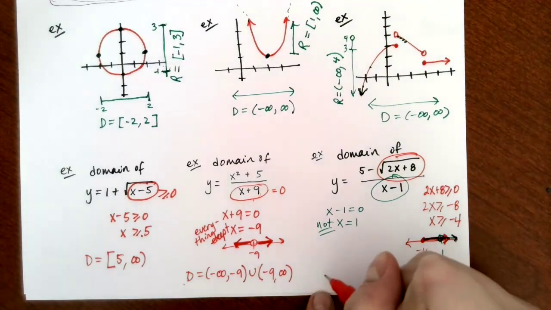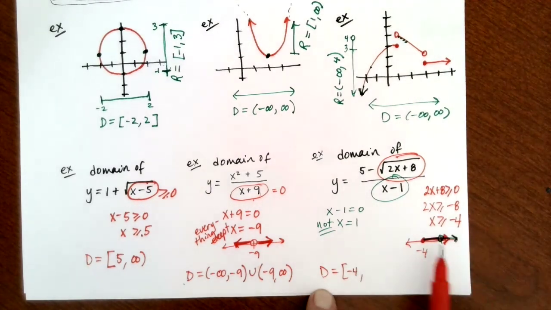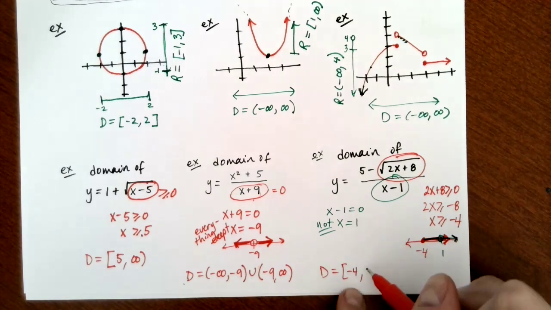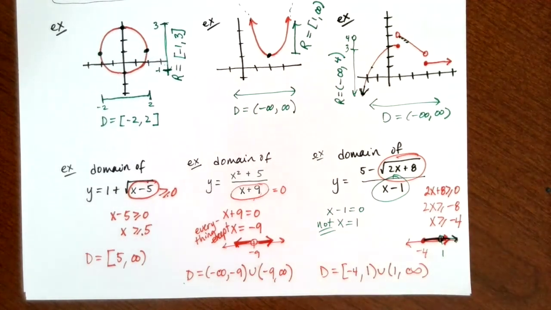Right, so the domain of this one, we're going to do -4 included all the way up to the 1, and then we'll do parenthesis union parenthesis. Pick up after the 1 and then keep going forever. That's as bad as it'll get, at least for now.